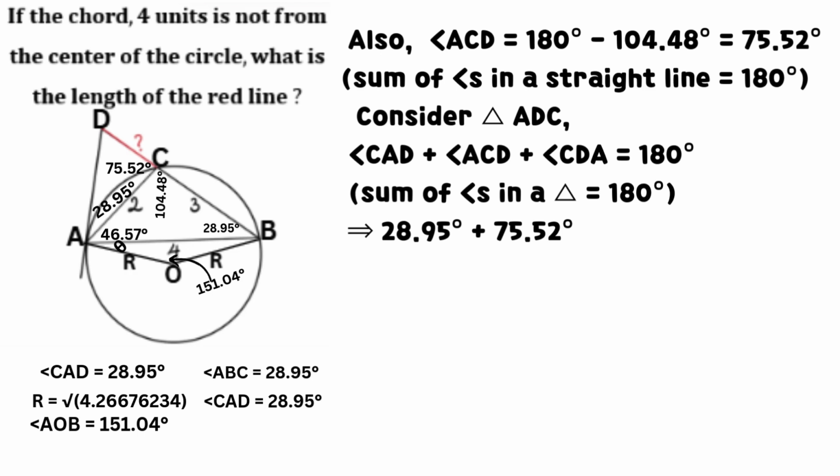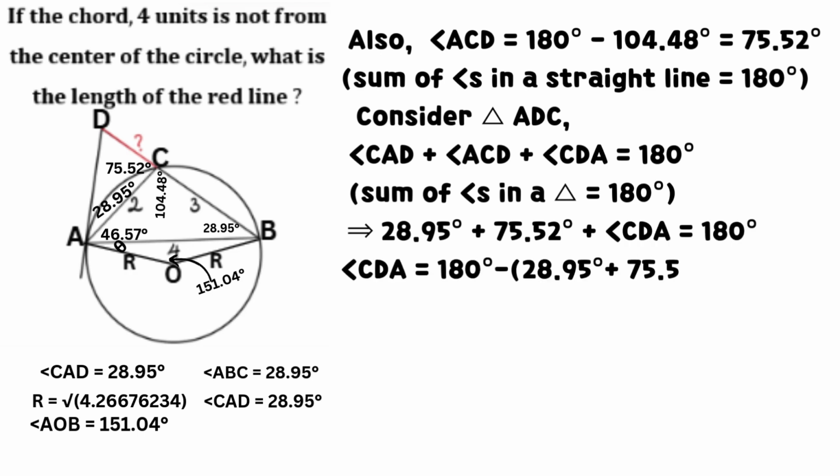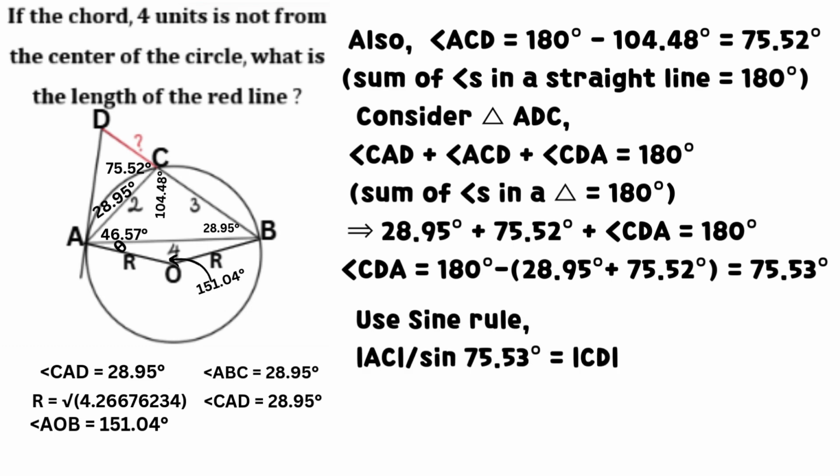Consider triangle ADC. The sum of angle CAD, angle ACD and angle CDA equals 180 degrees. Substitute values and make angle CDA the subject of the formula. Angle CDA equals 75.53 degrees as shown on the screen. Use sine rule. Line AC divided by sine 75.53 degrees equals line CD divided by sine 28.95 degrees.